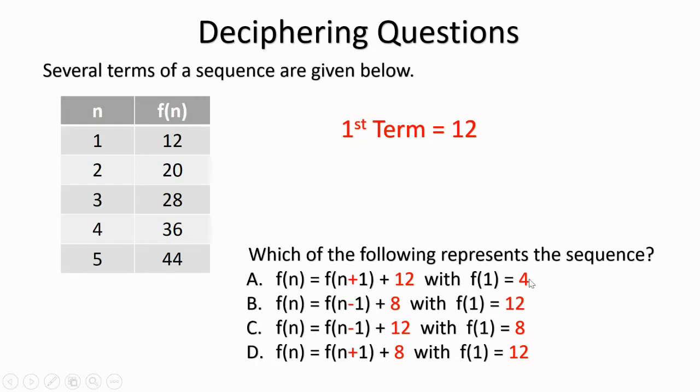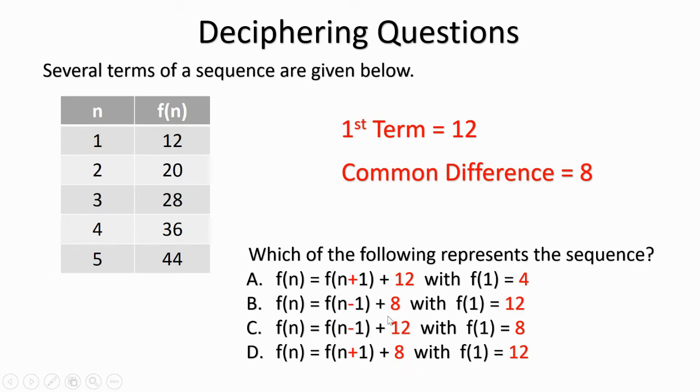So this says the first term is 4, and that is not accurate. This says the first term is 8, and that is not accurate. So I can end up getting rid of those. Now, the common difference is 8. Now, remember, I know my answer is either B or D because the first term is 12. Which one of these has a common difference of 8?